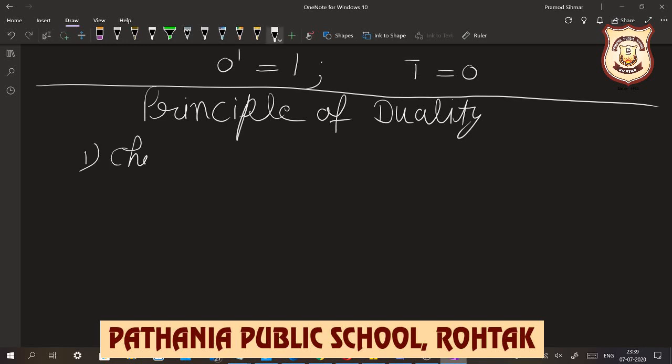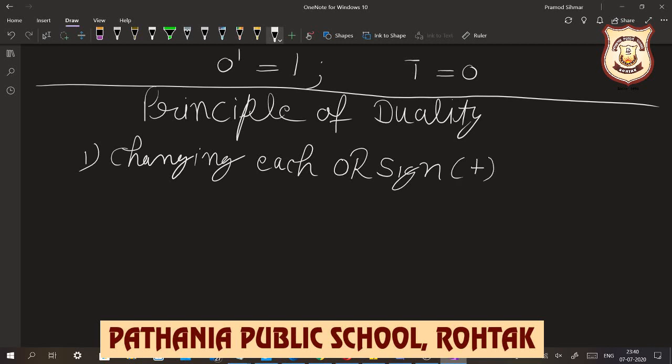changing each OR sign, and your OR sign is the plus sign, to an AND sign, and your AND sign is multiplication. You can use just a dot here.